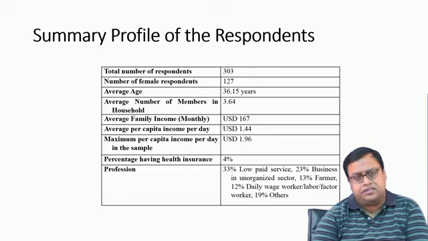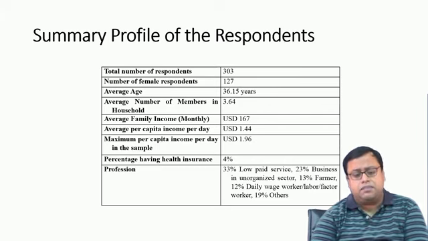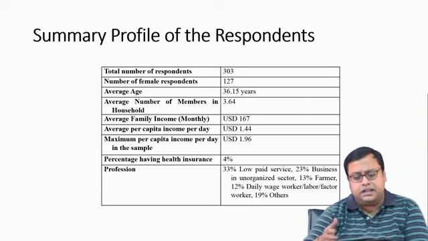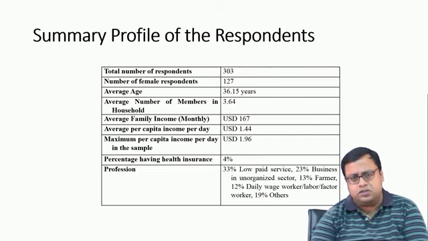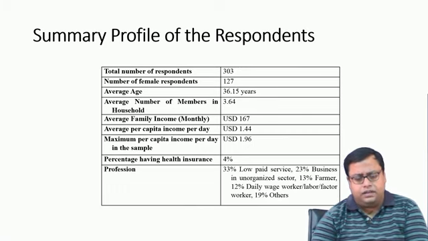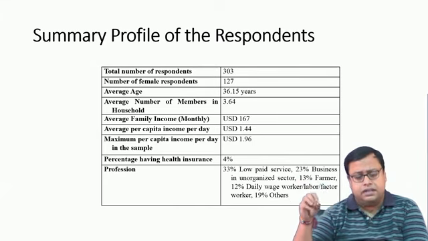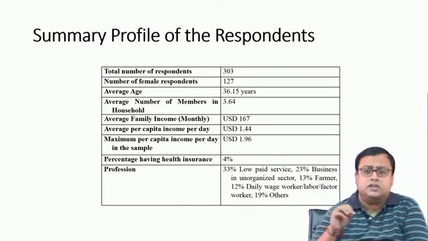There were 303 respondents, out of them 127 were female. The average age was 36.15 years. Average number of members in the household was 3.64. Average family income was $167 monthly, which turns out to be around 10,000 rupees monthly probably. And the average per capita income was $1.44, maximum per capita income per day was $1.96. So, these are all bottom of pyramid customers.